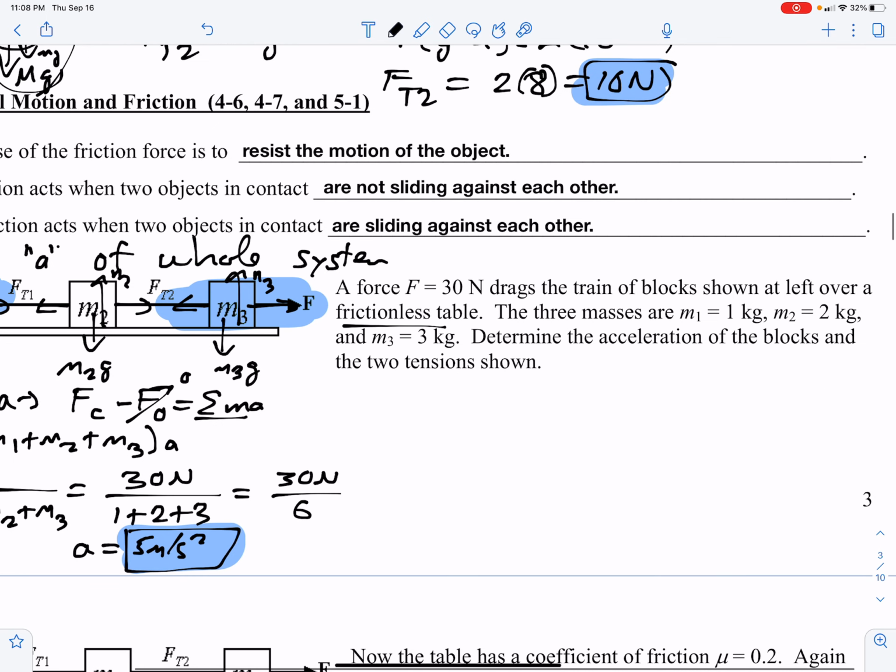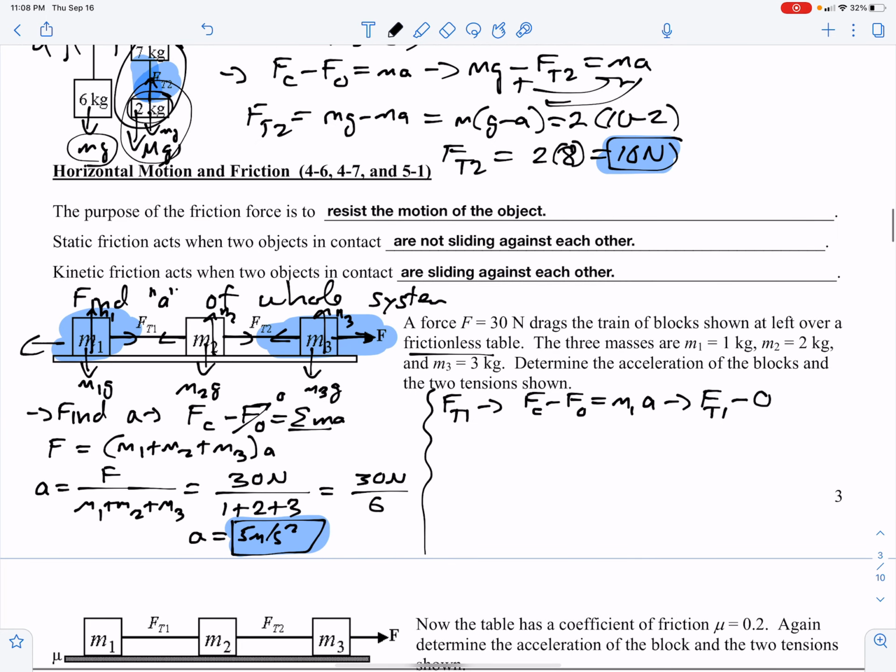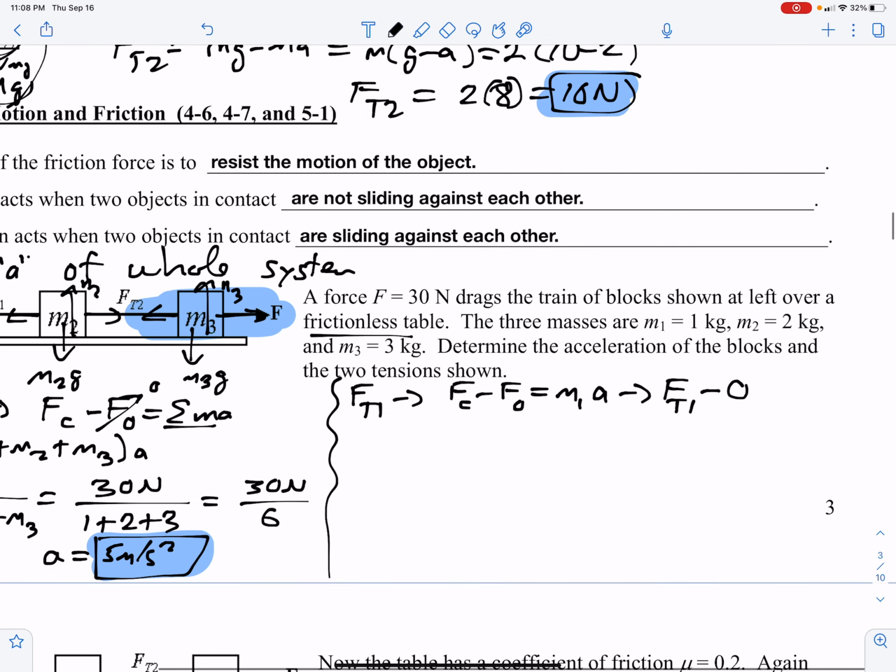So let's first find tension 1. We have causing force minus opposing force equals M1a. That would be force tension 1 minus nothing, because there is no opposing force going backward, equals M1a. Then force tension 1 would be equal to M1a. So M1 is 1 kilogram times a, which was 5 meters per second squared. And that tells you that that's going to be 5 newtons of tension pulling on that last block.